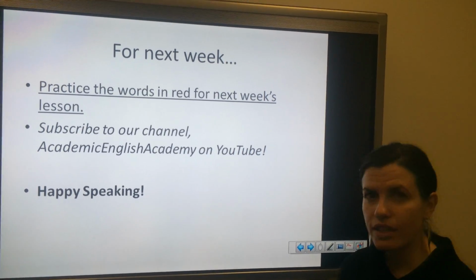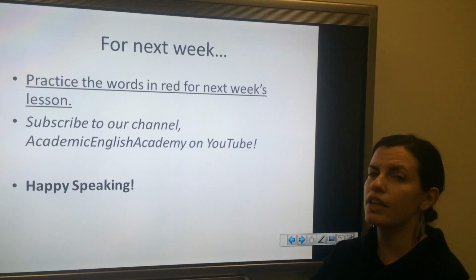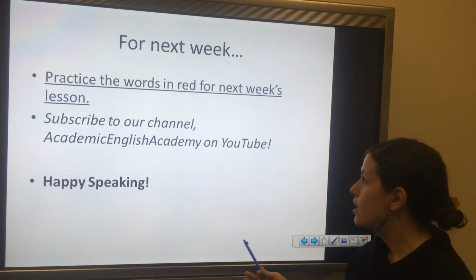Okay, so for next week, practice the words in red for next week's lesson. Practice everything, but especially the words in red.